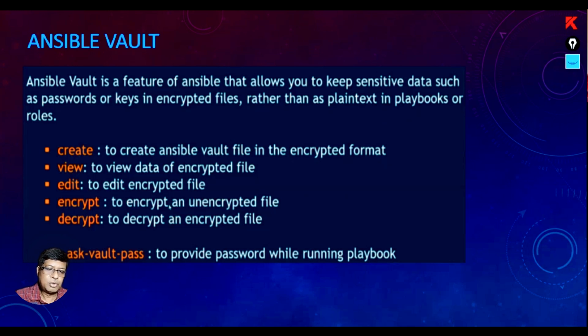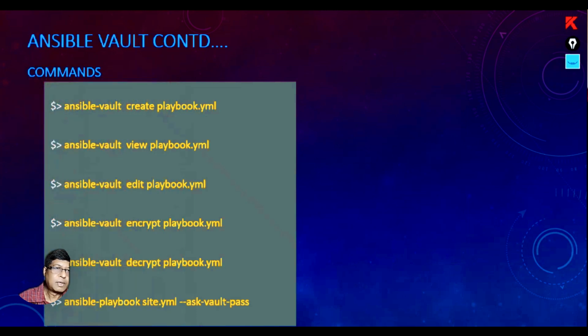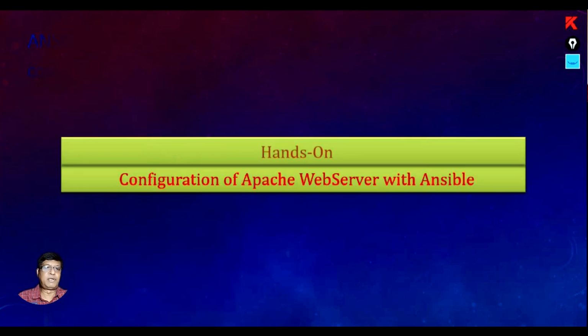So how will you protect your data? In Ansible, it is done through Ansible Vault. In Kubernetes, it's done through Secrets. It's a Kubernetes object. ConfigMap is also one way of securing your data, but in Kubernetes. So these are the various commands. I will not go into those details.